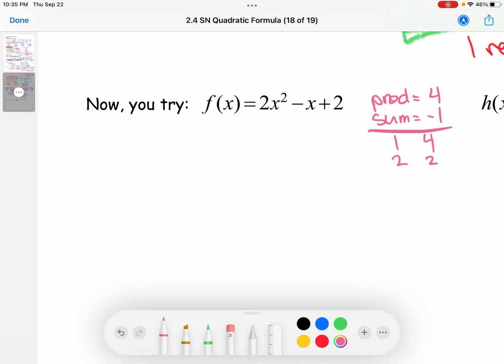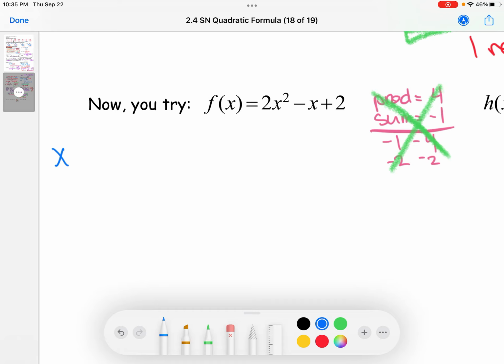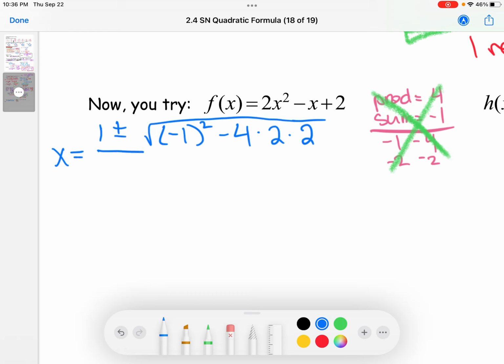To multiply to be a positive 4, we need both signs the same. To sum to be a negative, they would both have to be negative. Well, none of those add up to negative 1, so this won't factor. So we do need to go to quadratic formula. So x equals negative b, that's going to be a positive 1, plus or minus square root of b squared, it's negative 1 squared, minus 4 times a, 2, times c, 2, all over 2 times a, another 2.